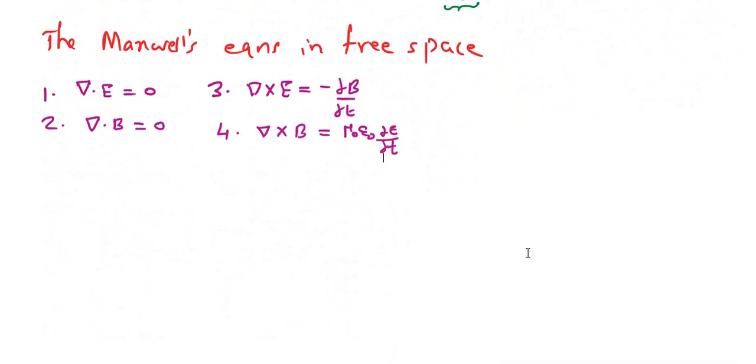Okay, fine. Now to get the wave equation, what I will do is take the curl of equation 3 and also take the curl of equation 4. That is, take the curl of the third equation.